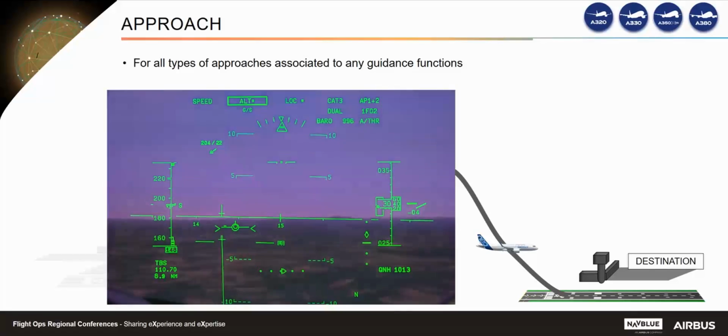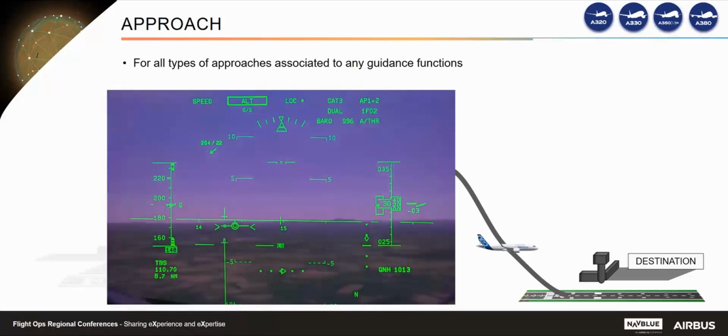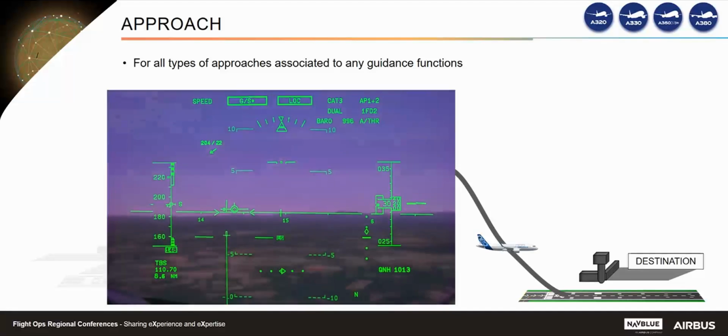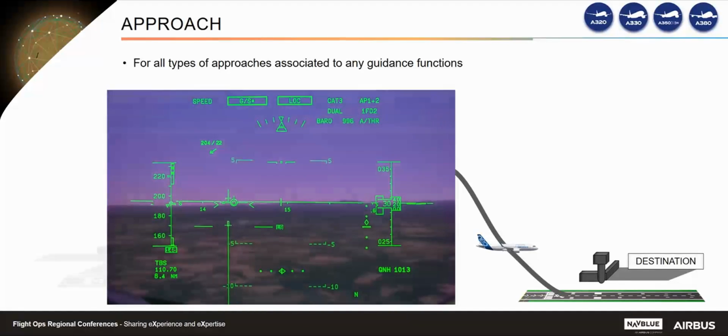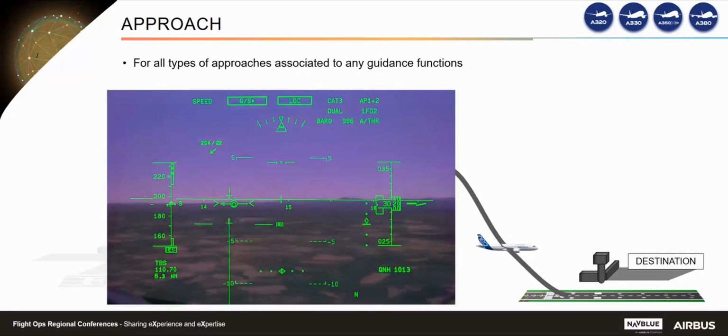The lock axis is now perpendicular to the horizon. Aircraft is established on the localizer. The glide slope has been captured. Aircraft is now established on the ILS.